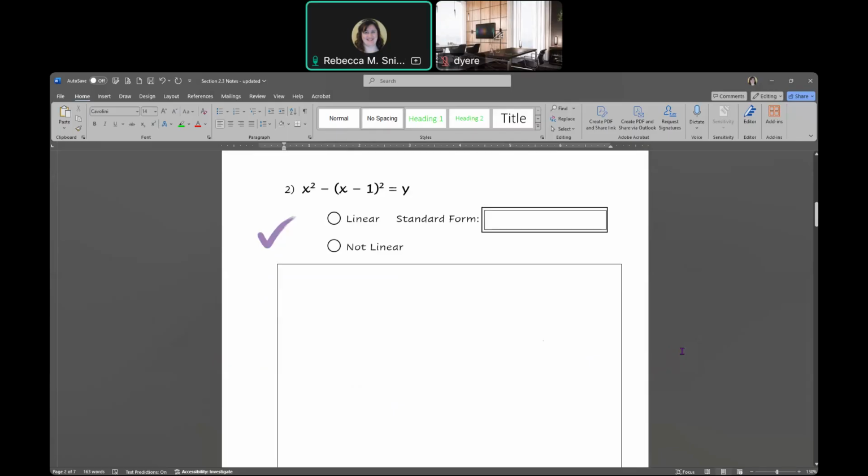So again, this is the exact same question. We are asked to determine, is this linear? And if so, can I put it in standard form? And this one is a great example of do not ever assume before you actually work it out.